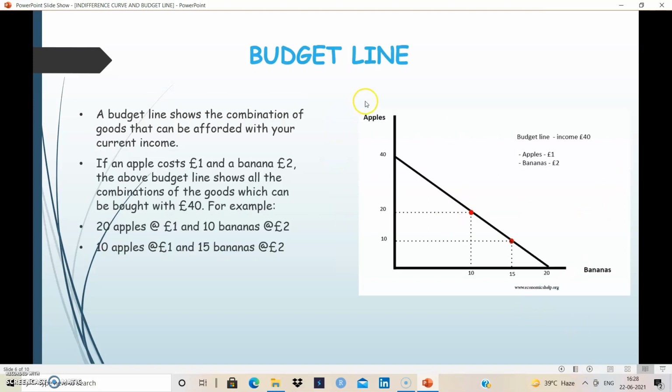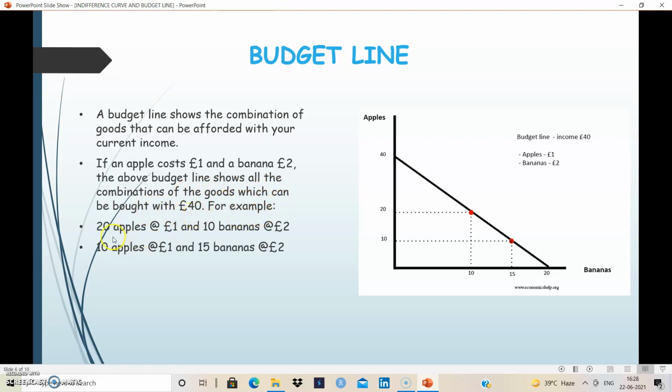Now coming towards budget line. A budget line shows the combination of goods that can be afforded with your current income. If an apple costs pound 1 and a banana pound 2, the above budget line shows all the combinations of the goods which can be bought in pound 14.